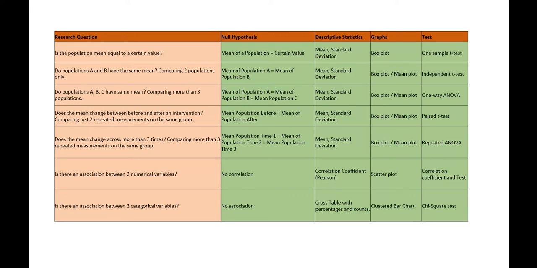The test that you have to do for that first row, so answering the question, is the population mean equal to a certain value, is a one sample t-test. Okay, this is what we did. We want to verify if the mean of a population is equal to a certain value. You will get the p-value. If it's less than 0.05, you reject the null hypothesis. So it means that you conclude that there is a significant difference of the mean of a population compared to that certain value. Okay.